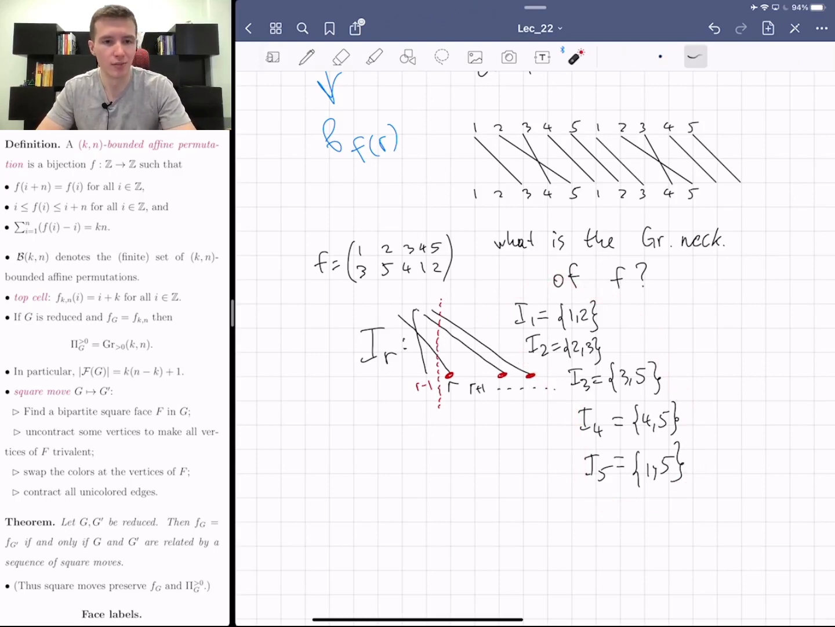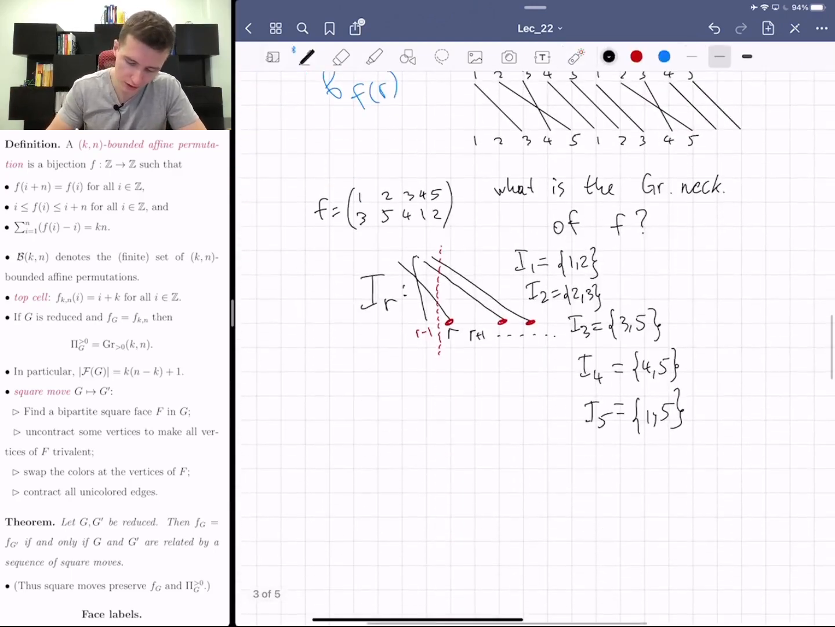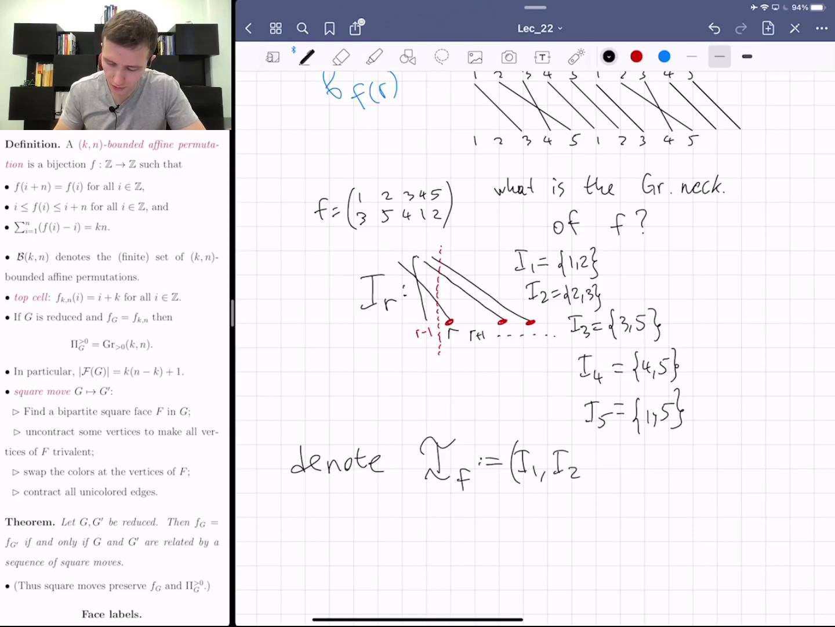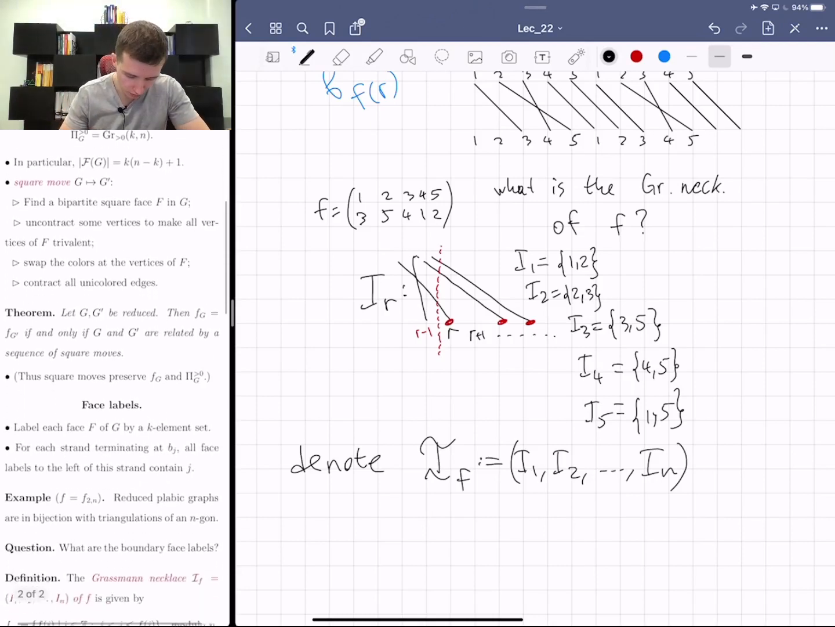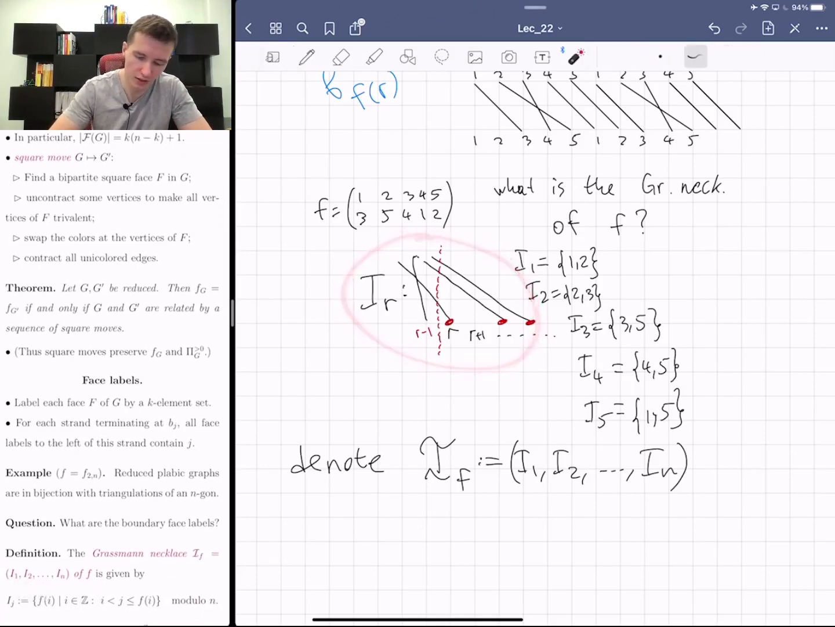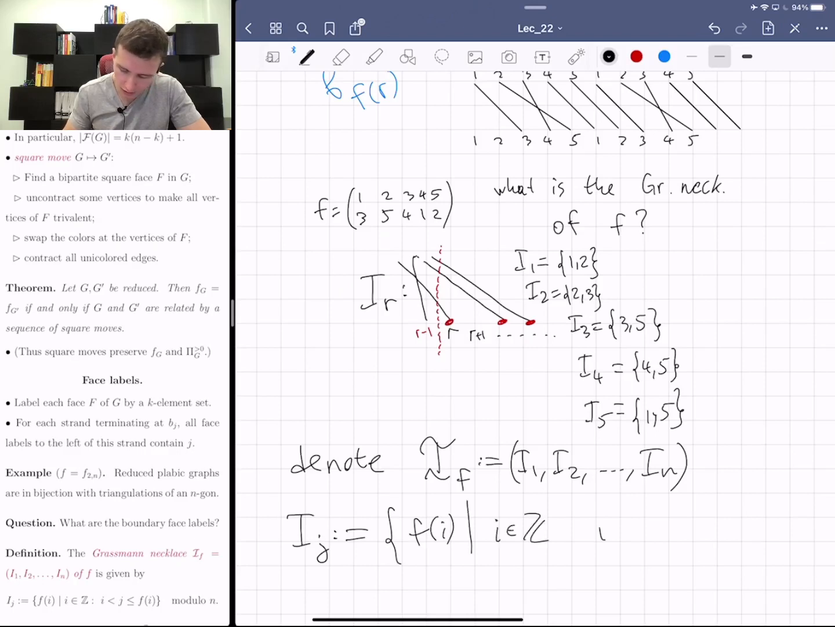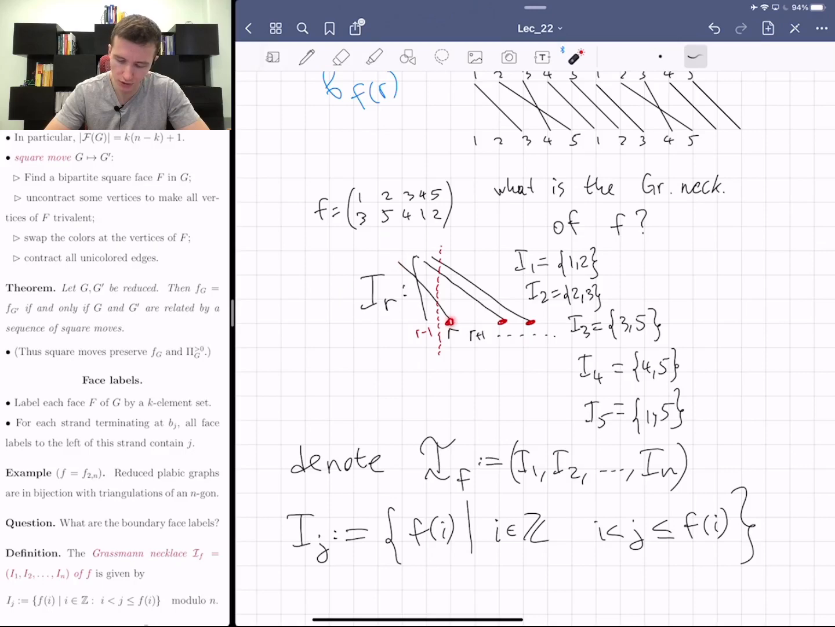And somehow these are also important in determining the Positroid cell corresponding to f. So let me denote the Grassmann necklace by this fancy I sub f, just by definition I_1, I_2, etc. up to I_n. These are the boundary labels. And just to write down the actual definition, it's basically the same thing as I just said. I_j consists of all f(i) such that i is strictly less than j and j is less than or equal to f(i). I guess I used r before, but it's the same. So I'm taking all indices which start strictly to the left of r, but terminate weakly after r. That's the same.